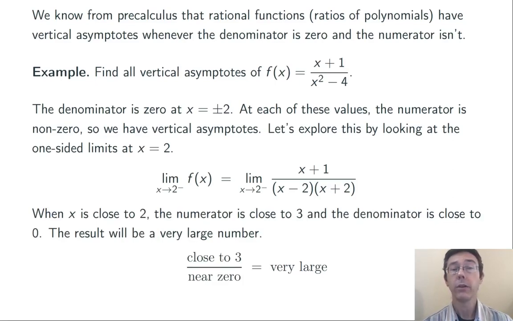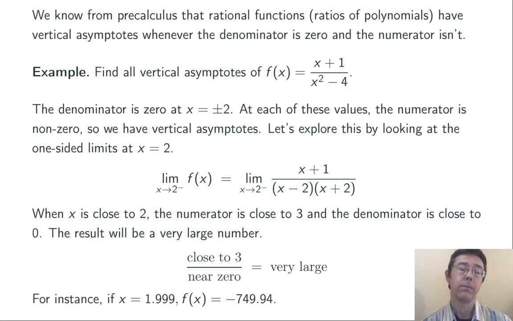Now, when x is very close to 2, the numerator is going to stay very close to 3. 2 plus 1 is 3. The denominator, however, is going to get close to 0 because of the x minus 2 term. The result is going to be a situation where the numerator is going to stay finite. It's going to stay close to 3. The denominator is getting closer and closer to 0. So overall, the entire fraction is going to get very large.